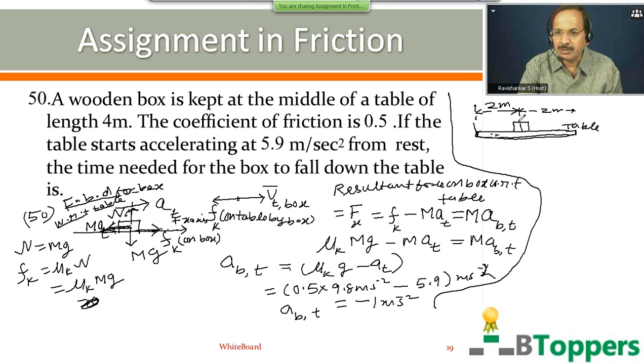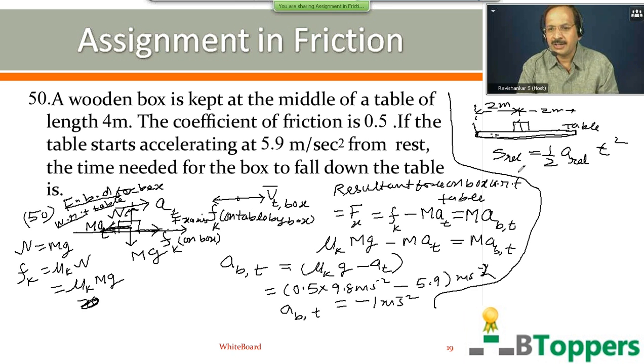So with respect to the table, the box appears to move towards left side. So the box will fall down from the table when the magnitude of the displacement of the box relative to the table is 2 meters. So for relative motion, the magnitude of the relative displacement of the box with respect to the table is equal to half into the magnitude of the relative acceleration of the box with respect to the table into t square. Initially the box is at rest with respect to the table, so initial velocity is 0. So the body starts from rest and moves with a constant acceleration. Then the magnitude of the displacement in time t is given by half a t square. So the magnitude of the relative displacement of the box with respect to the table is 2 meters here.